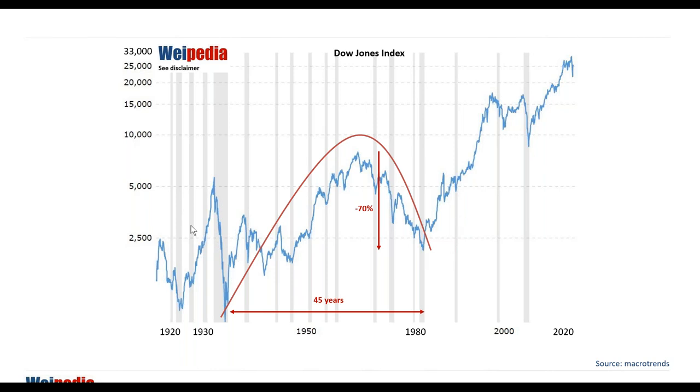Now let's study the last cycle. The last cycle started after the Great Depression, and you could see that a very nice cycle lasted for about 45 years. I also want to study the market corrections. This one was about 70%, and the Great Depression was 89%. What we witnessed in 2008, the Lehman crisis, was about 50%, so it's nowhere close to 70% or 90%.